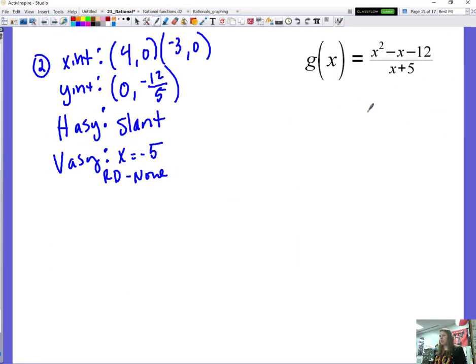Here's the next example. This one's going to have a slant asymptote. So I'm not going to have you guys graph those, not while I'm not here. We may do that later, later next semester. So I'm going to skip this one.